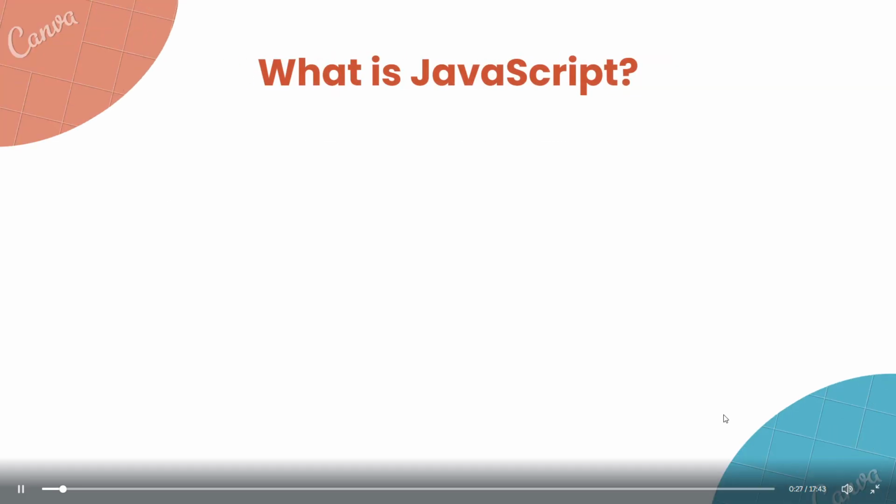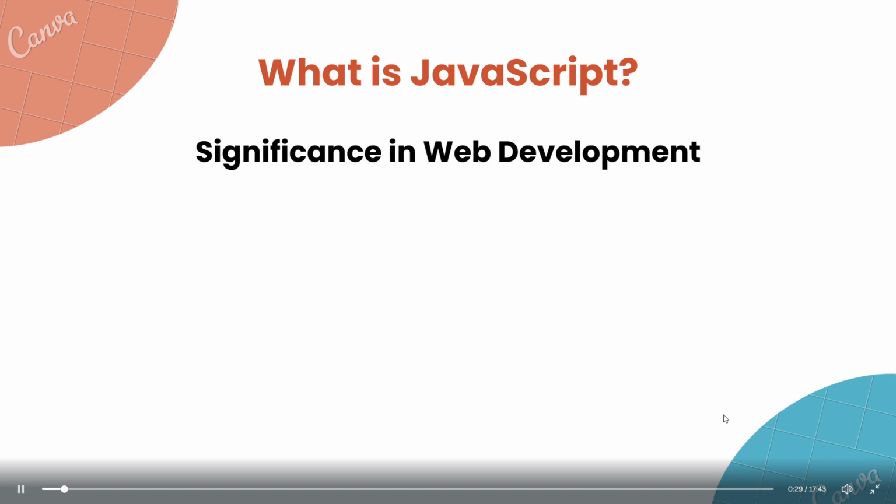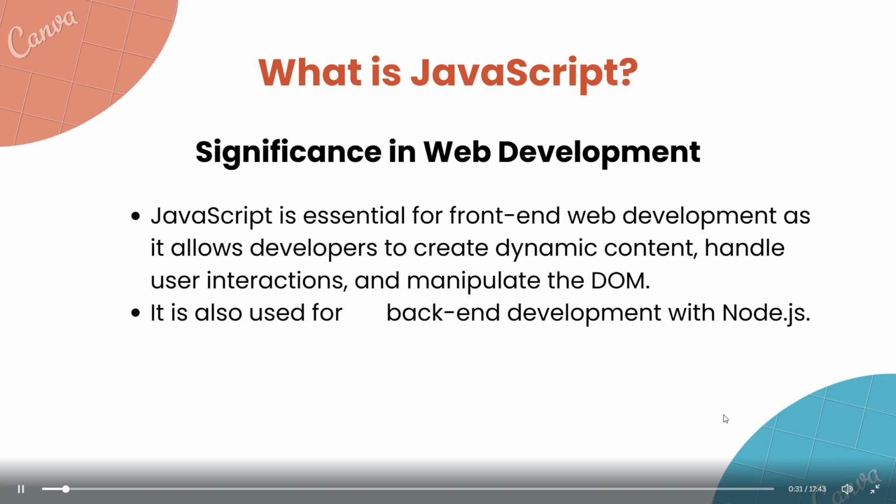What is JavaScript? Significance in web development. JavaScript is essential for front end web development as it allows developers to create dynamic content, handle user interaction, and manipulate the DOM. It is also used for back end development with Node.js.